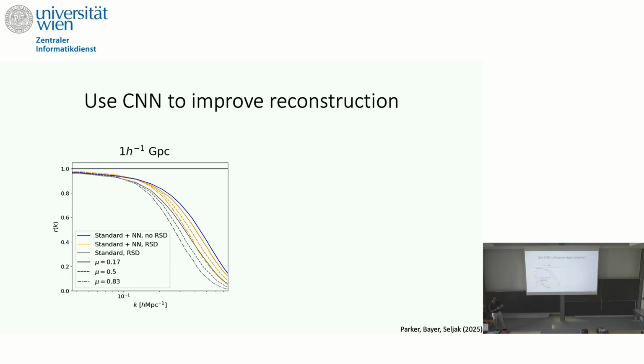So because the solid orange line is close to the solid blue line, that means even when we have RSD, we're doing as good a job as we can to reconstruct these initial conditions. So this is when we trained on 1 gigaparsec and tested on 1 gigaparsec.